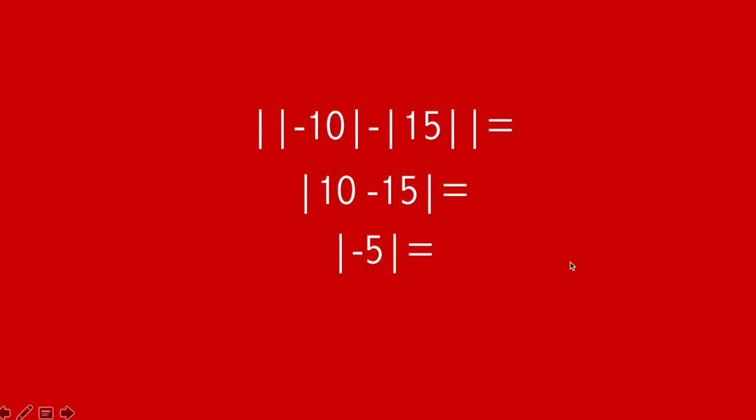So how you're going to approach these is you're first going to deal with the absolute values in between the outer bars. So the absolute value of -10 is 10, and the absolute value of 15 is 15. This minus sign is outside, so nothing happens to it. So then we're left with this, the absolute value of 10 minus 15, which is the absolute value of -5, which is nothing but 5, right?